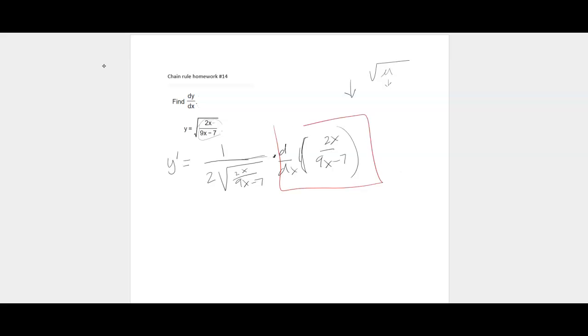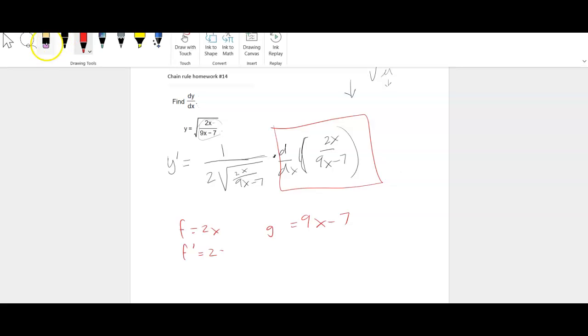This is kind of like a new problem I have to do. So that is a quotient, f equals 2x. The denominator, which I call g, is 9x minus 7. Here's all the parts I need for my quotient rule. The derivative of f is 2.